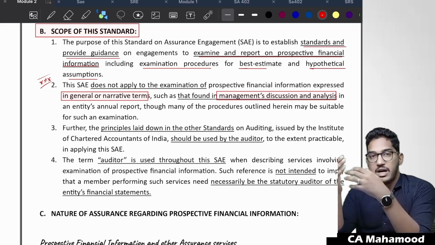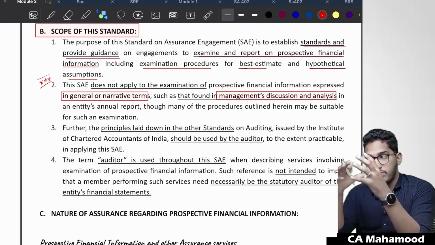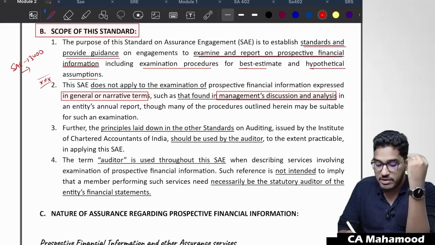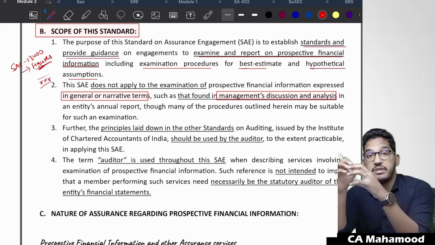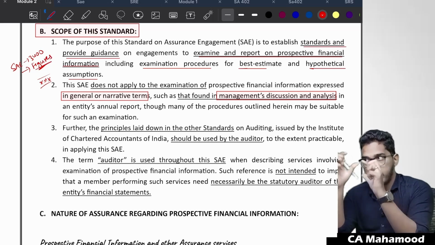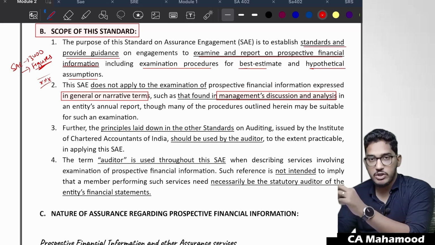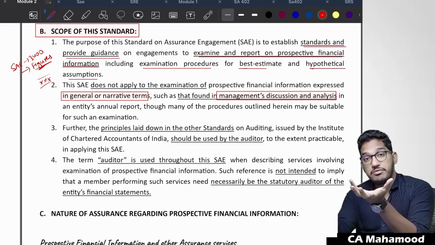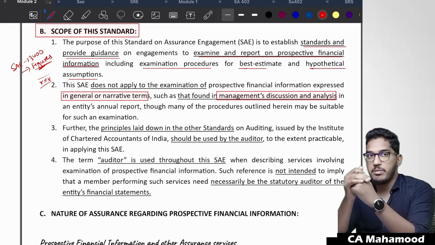See, when I say you are required to verify future financial information, we are required to verify prospective financial information, SAE 3400 will become applicable when that future financial information is in the form of figures, in the form of numbers. When you express that future financial information in the form of numbers, like my future profit will be this much, my future revenue will be this much, my future assets will be this much, then SAE will become applicable.